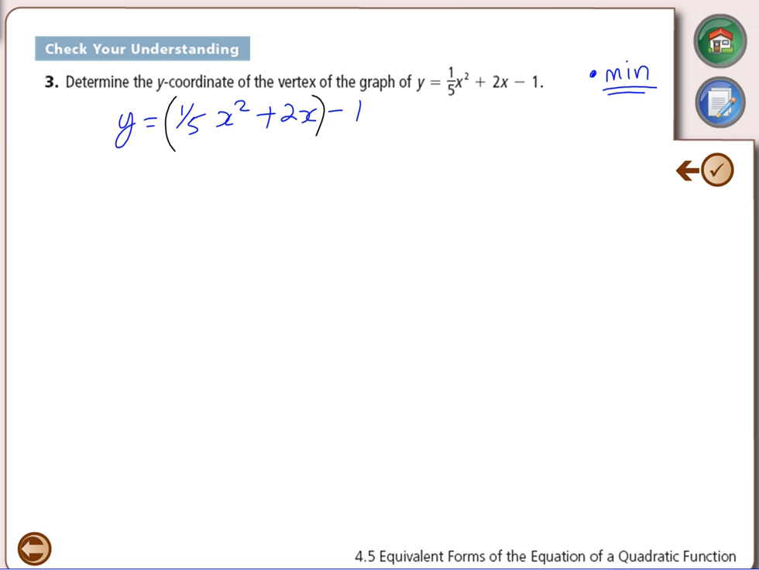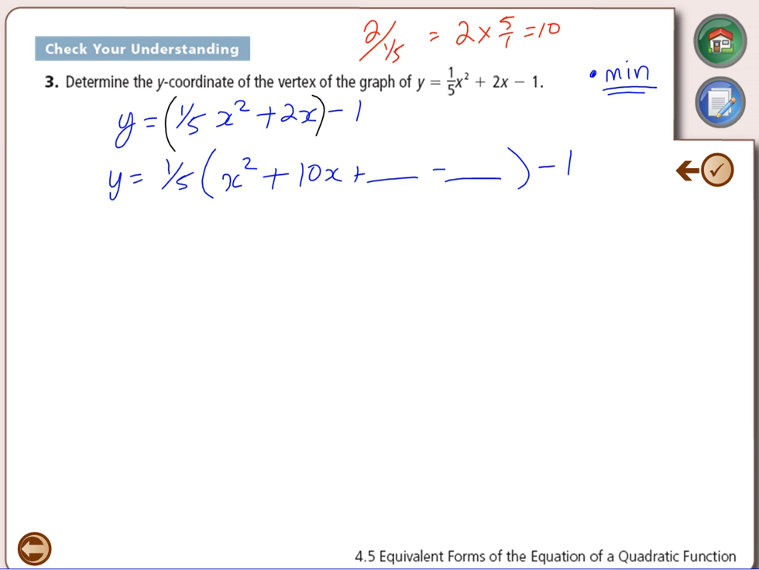Y equals 1/5 bracket x squared plus, 2 divided by 1/5. Let's write that on the side. What the heck is that? Oh, dividing by 1/5 is the same as multiplying by the reciprocal 5/1. That's 10. 10x plus something minus 1.